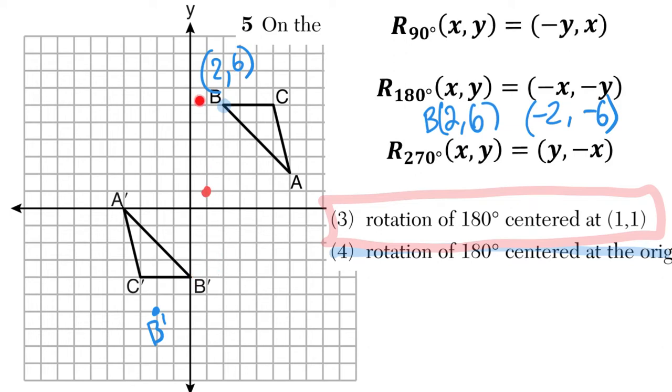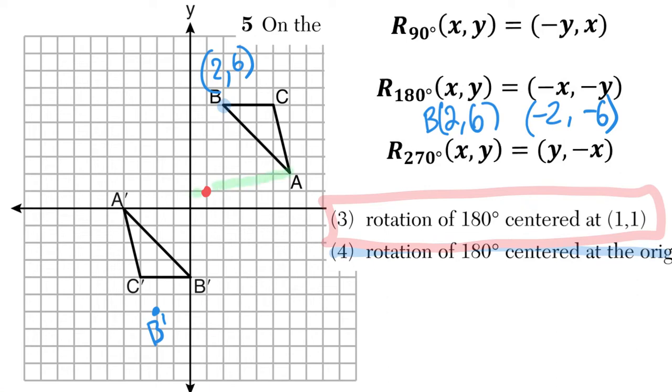Okay, so this is going to be up 5, 1 to the right, down 5 to the left 1. And you know what? They share the same slope, 5 over 1. So that does check out. Let's do this again for A to A prime.